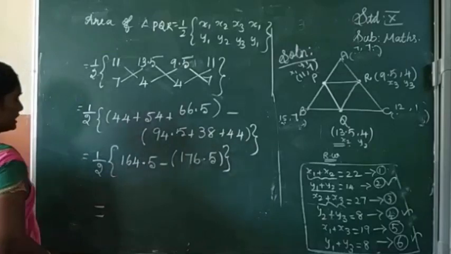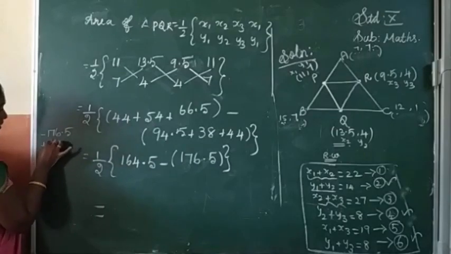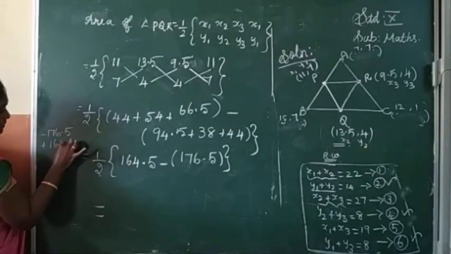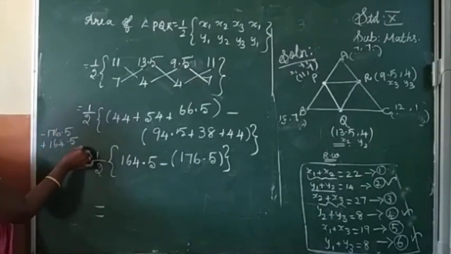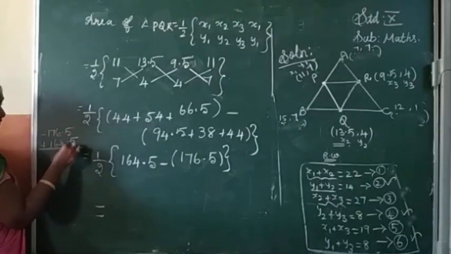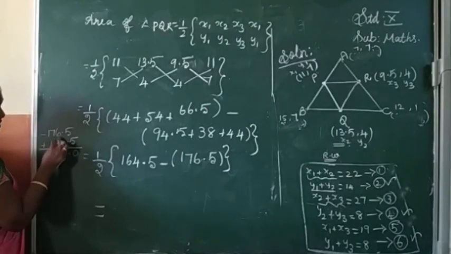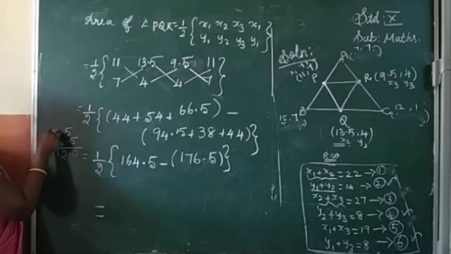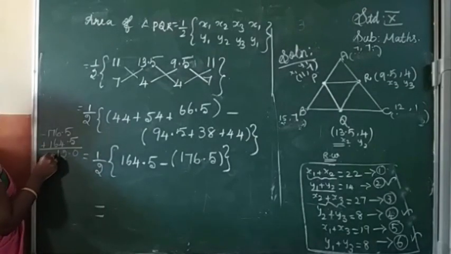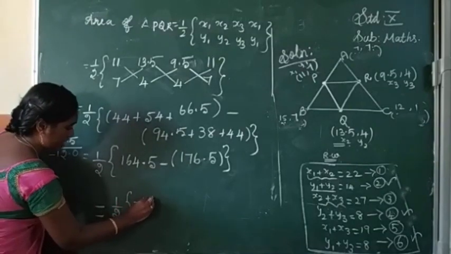That is equal to, see here, minus 176.5. This is a positive number, 164.5. Both are different signs, so subtract it. 5 minus 5, we will get 0. 6 minus 4, we will get 2. 7 minus 6, we will get 1. Bigger number sign is negative, so you have to put the negative symbol. Leave the 0 and write. We will get the answer as minus 12.